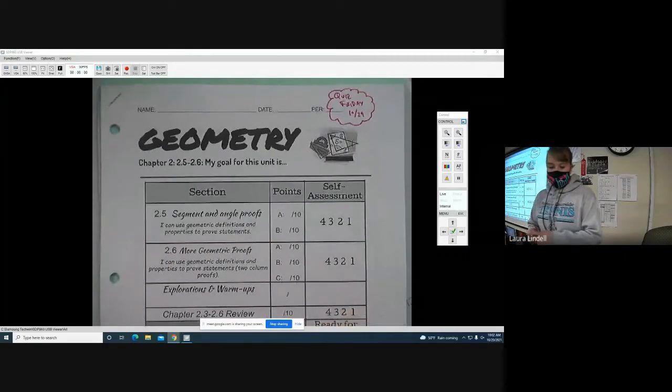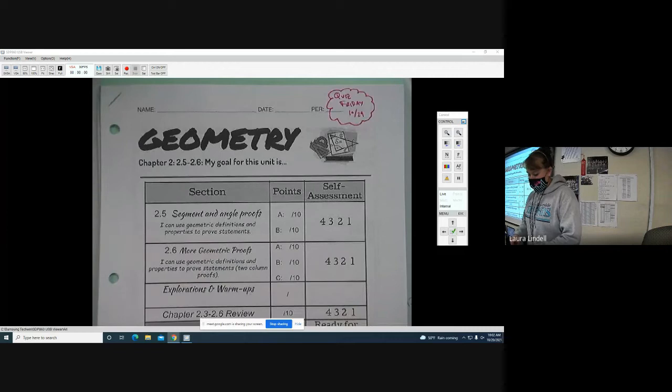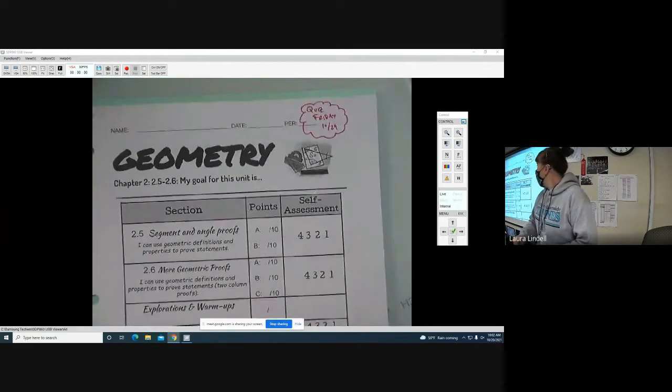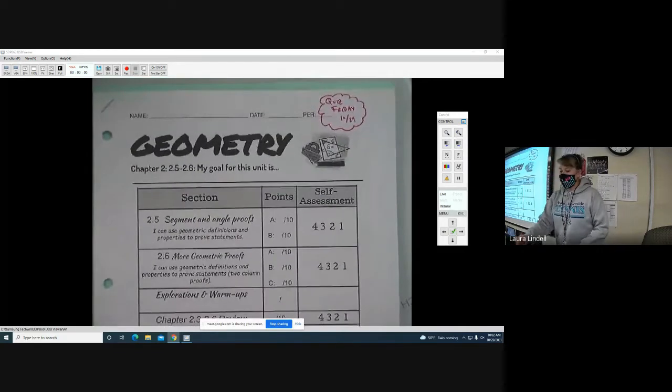All right, and then once we've got some kind of goal written on the top, your name is on it, all that good stuff. Go ahead and turn to the first page of notes. We're going to start with 2.5 today.